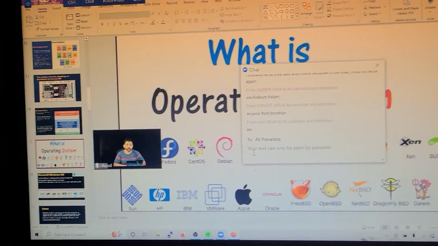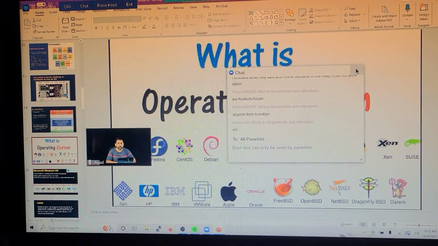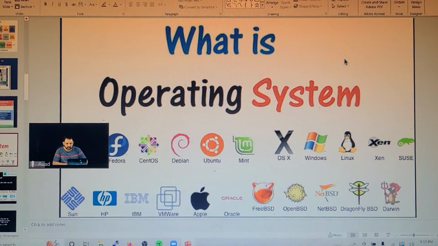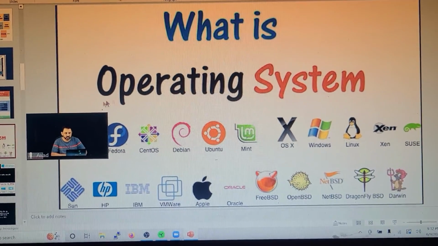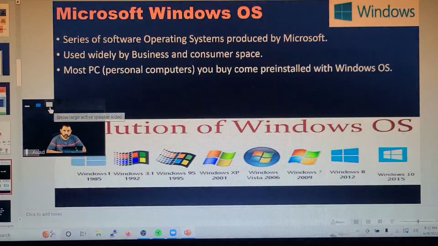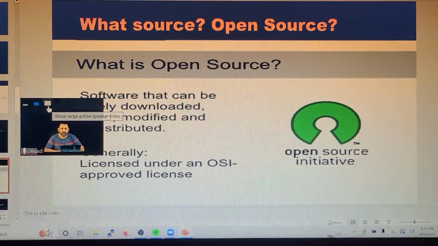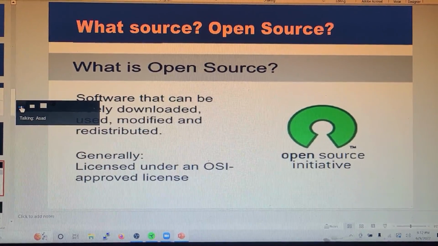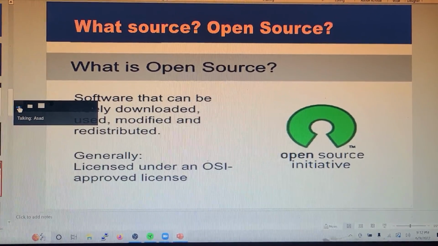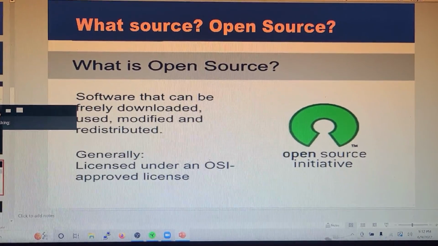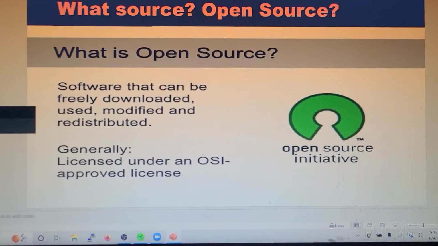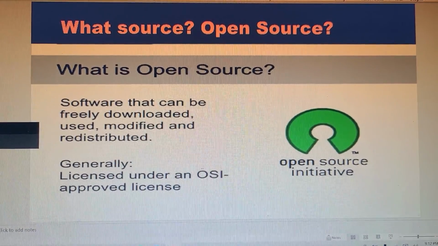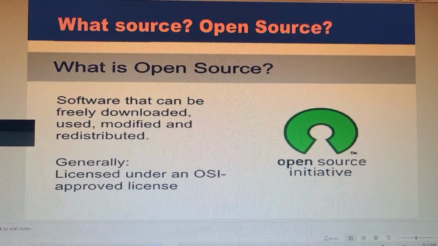Because Linux is an open source operating system. And I gave you the definition of open source right over here. Open source is software that can be freely downloaded, used, modified, and redistributed. There's an organization called, I believe, the GPL, General Public License, that's under the open source initiative.